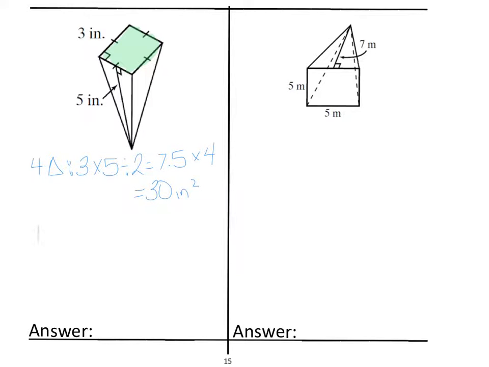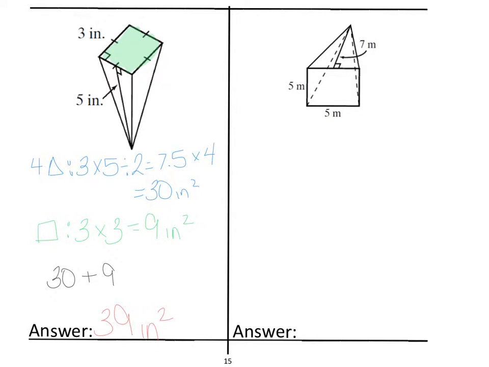For the base, it's a square. We do length times width, and we get 9 inches squared. To get this total area, we add the 4 triangles area plus the area of the base, giving us 39 inches squared. Pretty easy, right?